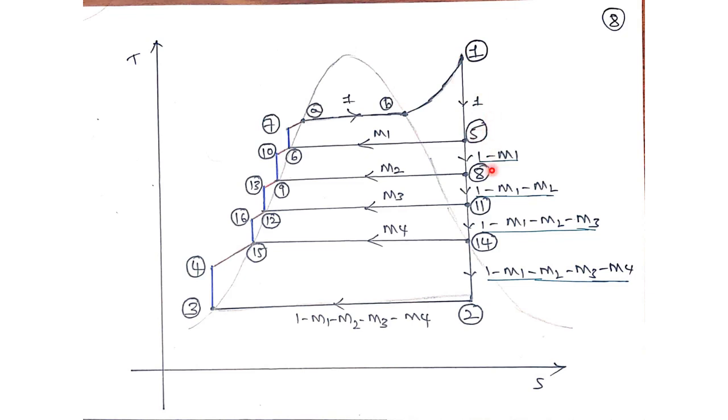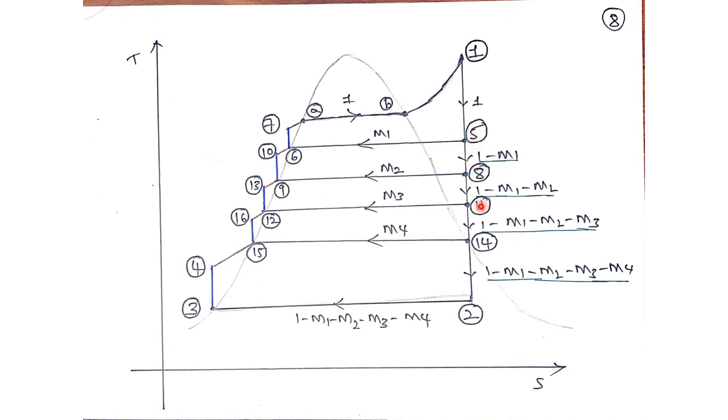Similarly, W5 to 8 you have to calculate now. How will you calculate W5 to 8? Again, mass flow rate into enthalpy difference. What is the mass flow rate? 1 minus M1. What is the enthalpy difference? You are calculating work, so it is initial minus final. Initial is H5 minus H8. So it is (1 minus M1) into (H5 minus H8), which gives you the value of W5 to 8.